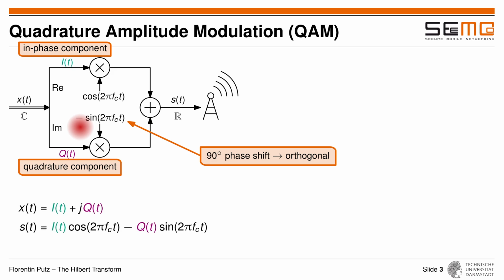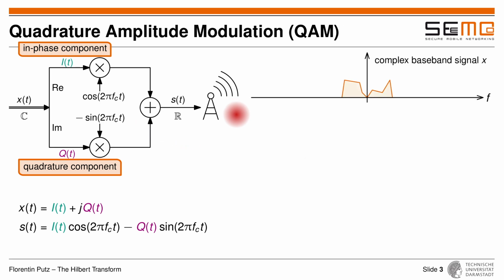And here you can see the mathematical description of this block diagram above. These equations should be familiar to you. It's basically exactly what you see here, just written down. And in the end, you sum both parts of this and get a real signal and transmit it using your antenna. So let's look at the frequency representations of all these signals.